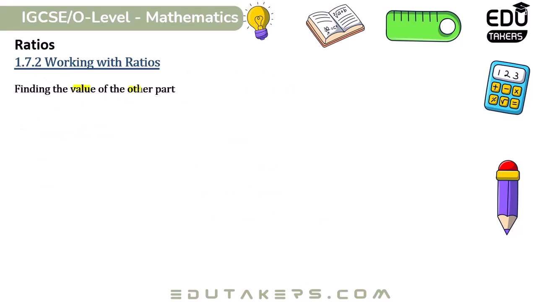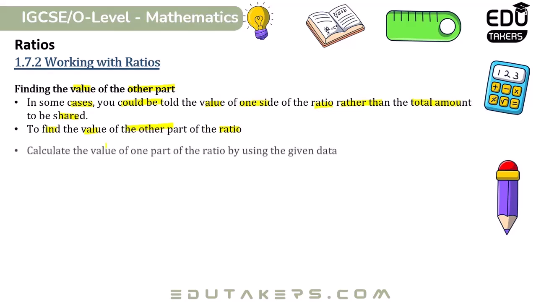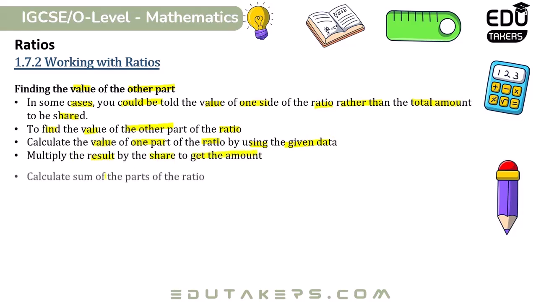Finding the value of the other part. In some cases, you could be told the value of one side of the ratio rather than the total amount to be shared. To find the value of the other part of the ratio, calculate the value of one part of the ratio by using the given data. Multiply the result by the share to get the amount.